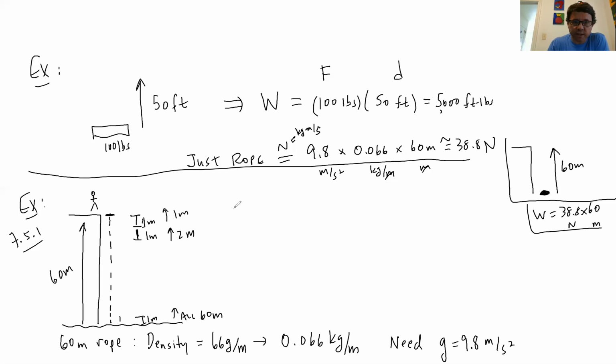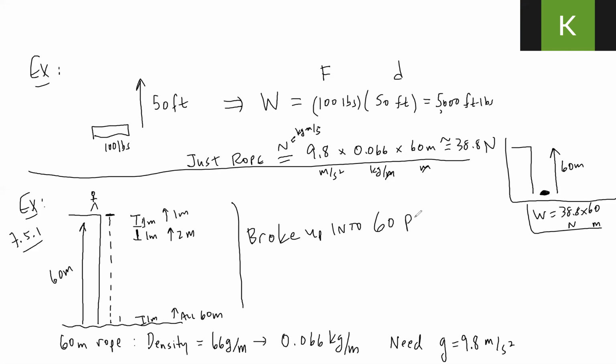So if you break this up, say into pieces, what about the density though? You were given the density, correct? Yeah, the only thing that changes is how far you have to move. And then you converted that to 0.0666 kilograms per meter. Okay. So really, the idea is to break this up into 60 pieces, figure out the amount of work that you have to do on each of those, and then add them up.